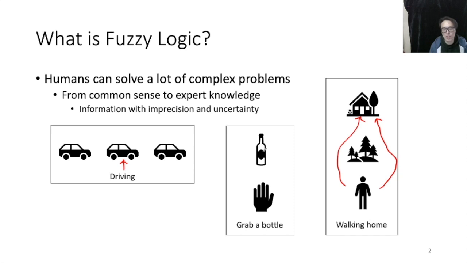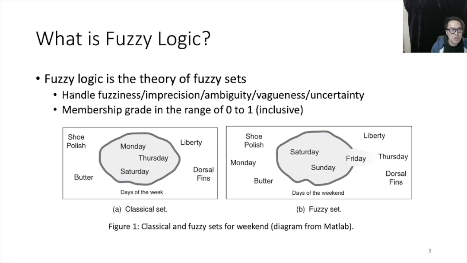So how do we handle imprecision as well as uncertainty? And how do we make use of this imprecise information to get the work done? That is something the fuzzy inference system can do. Now, I'm going to talk about fuzzy logic. Fuzzy logic, in general, is the broad idea of the theory of fuzzy sets, which deals with this kind of uncertainty.